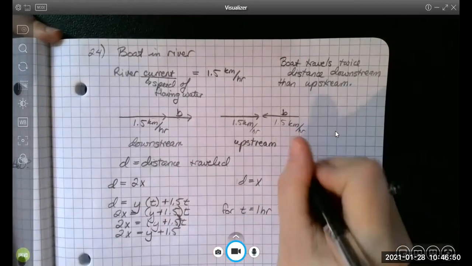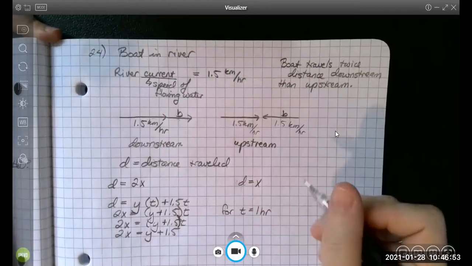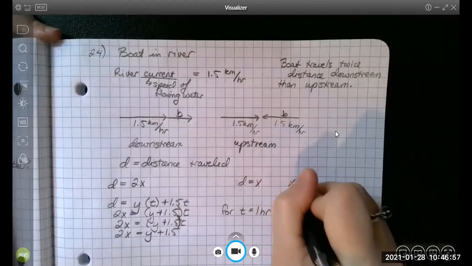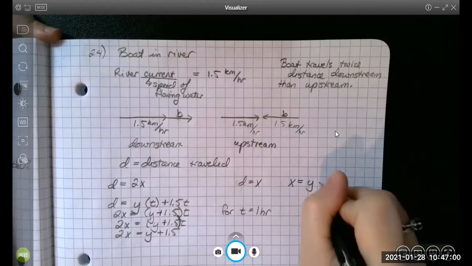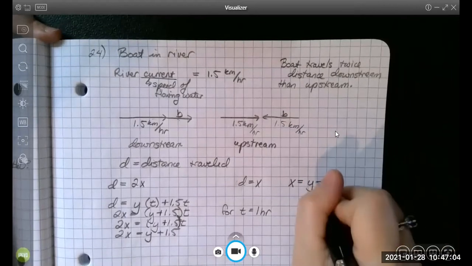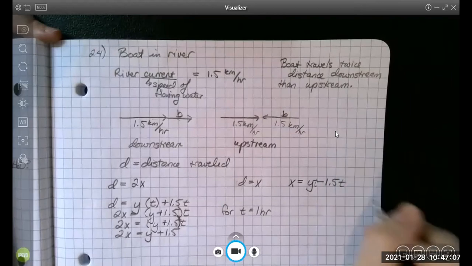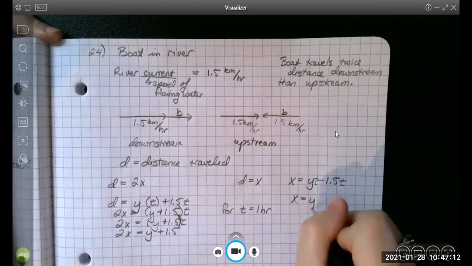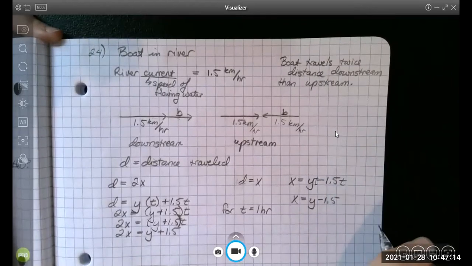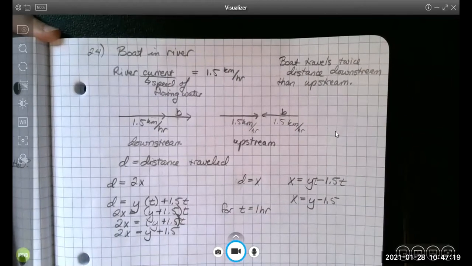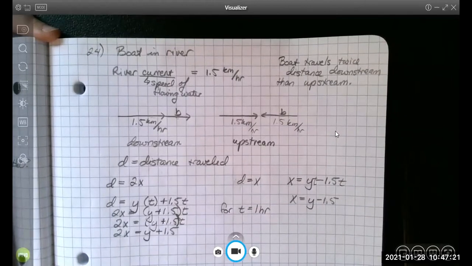For upstream, my distance is just x. And so my distance is going to be a function where x equals y minus 1.5, because t is still 1, so y times time, and 1.5t, time is 1. So I have x equals y minus 1.5. Does that make sense so far? Yes. Okay.